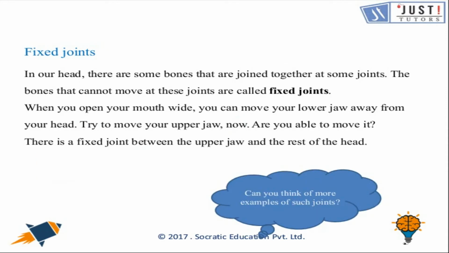Next up on the list is a fixed joint. Now, this kind of joint does not allow the bones to move. Think about your mouth. When you try to move your upper jaw, you're not able to move it, but you can still move your lower jaw away from your head. So, in a way, we can say that your upper jaw is fixed to the rest of your head, or maybe your skull. This kind of joint is called a fixed joint.